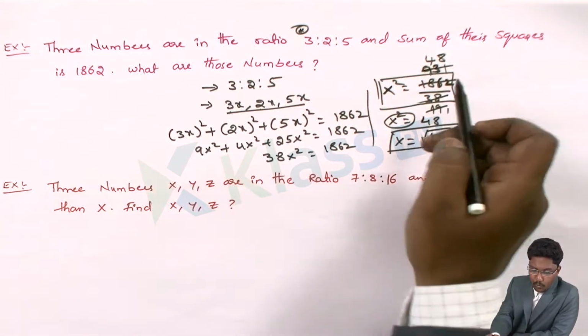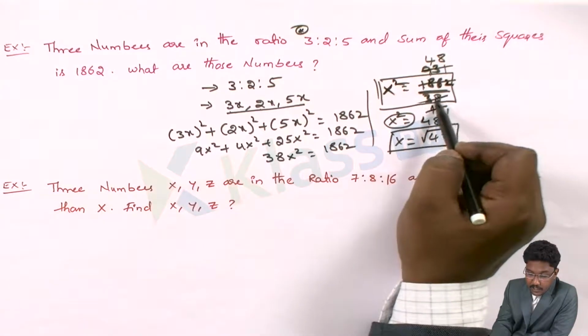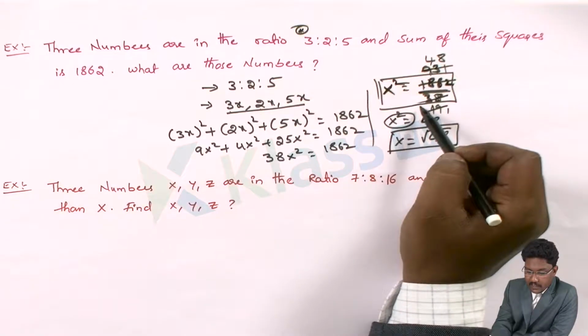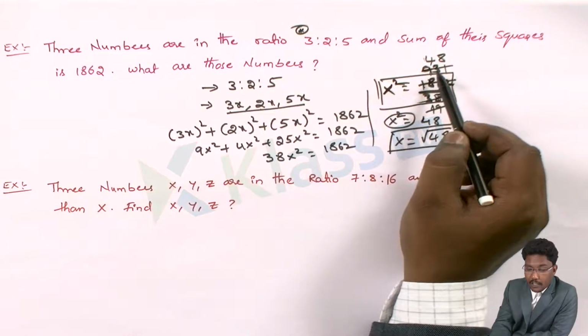Let's check once whether the cancellation is right or wrong. 38: 2 nines are 18, 2 threes are 6, so it is 931. 19 ones are 19, 19 fours are 76.